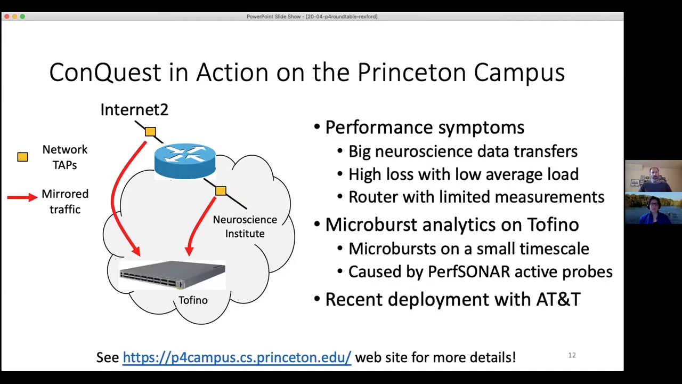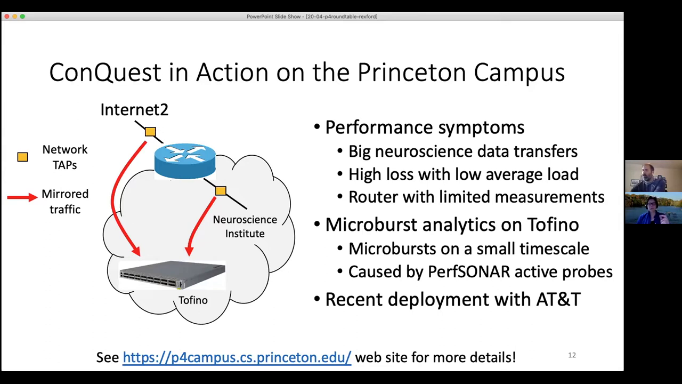So stepping back, we ran this on the Princeton campus network and also on AT&T's backbone network on a Tofino switch in a passive mode. So here we're not yet closing the loop in the wild. So what do we do at Princeton? At Princeton, the Internet2 backbone is a research backbone in the US that connects a lot of scientists together. And our neuroscientists were having a problem. They were doing large data transfers across the Internet2 backbone.